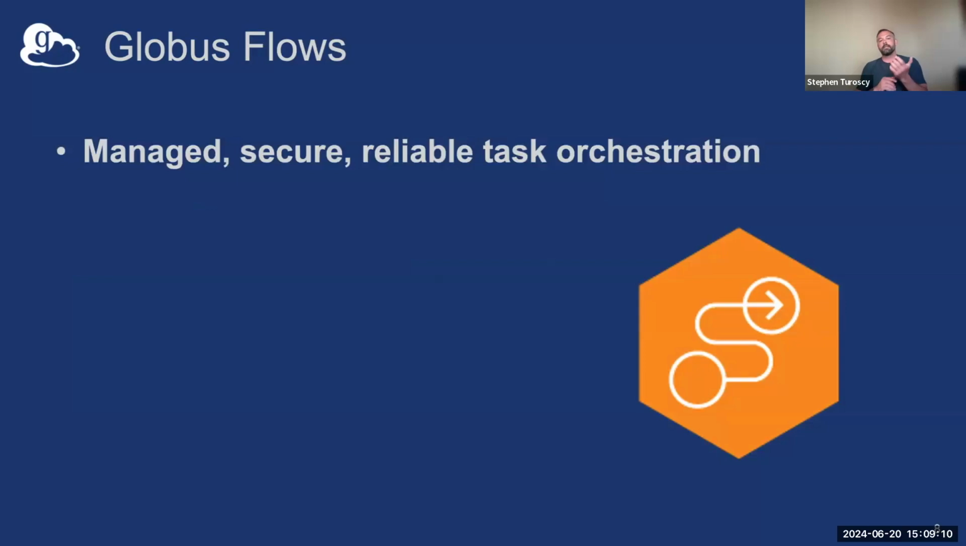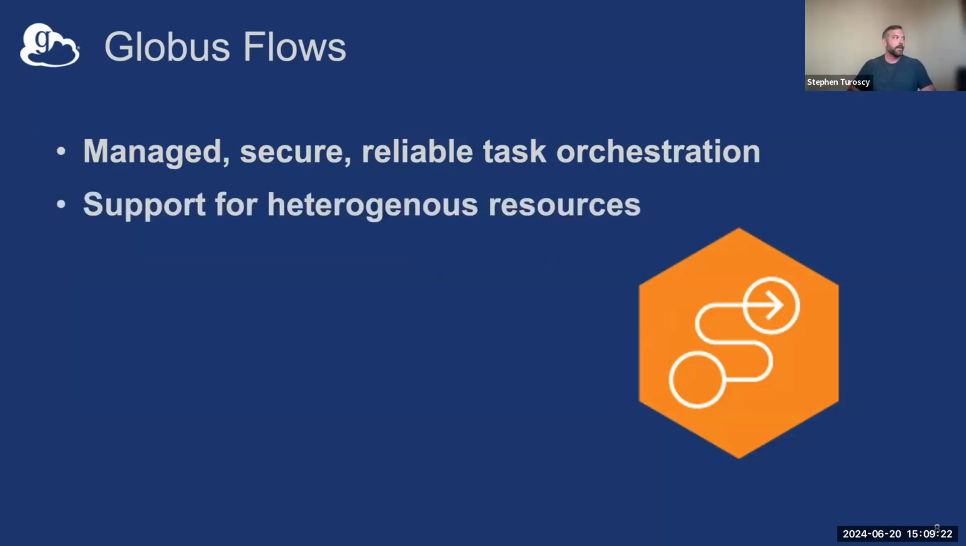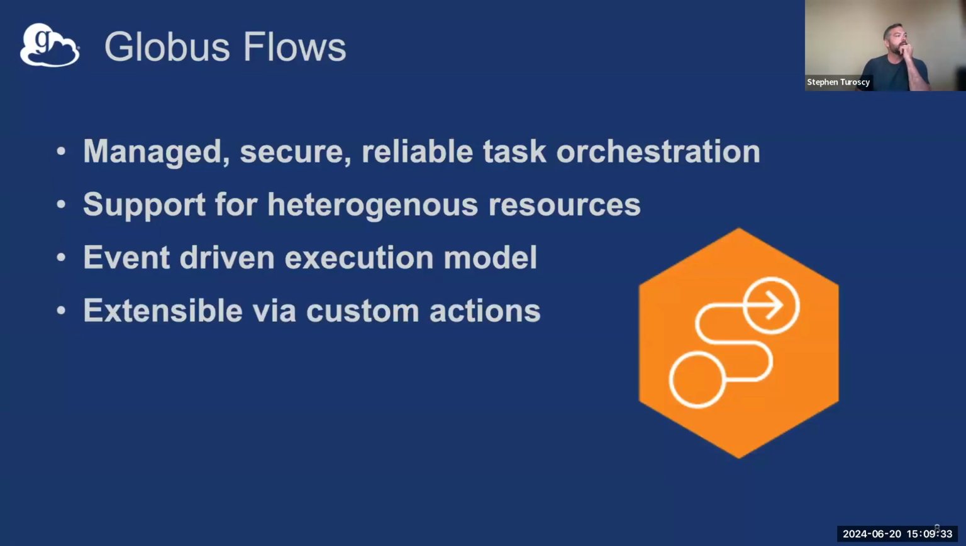So Globus flows. What are Globus flows? They're managed, secure task orchestration. So a flow, you can chain events together as step functions. The heterogeneous resources, so you can use all kinds of different resources within a flow. There's an event-driven execution model. You can create custom actions on top of the Globus provided actions. So it's very extensible in the sense that if you're comfortable with getting into a little more customizing, you can do that with Globus flows.